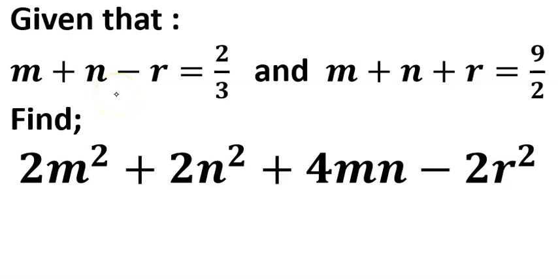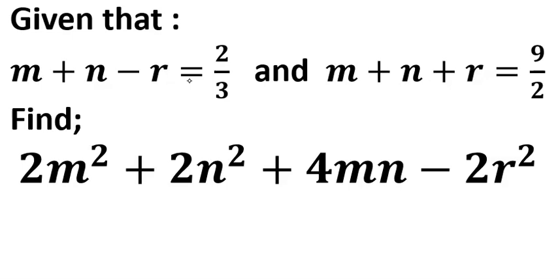In this video, we are given that m plus n minus r is equal to 2 on 3, and m plus n plus r is also equal to 9 on 2. We are to find 2m squared plus 2n squared plus 4mn minus 2r squared. Okay, let's see how we are going to do this.